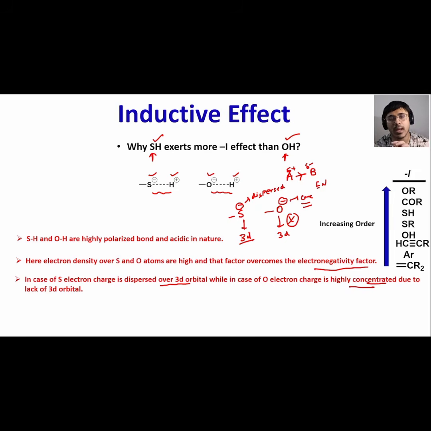So right now, in O minus and S minus, where is the negative charge highly concentrated? In oxygen, not in sulfur. And as electron density is the determining factor for the inductive effect of the sulfur or oxygen atom, we can now understand why sulfur is pulling more electrons: the electron density on sulfur is dispersed. So the bonded electron is more pulled towards sulfur than oxygen, and that's the reason SH exerts more minus I effect than OH.